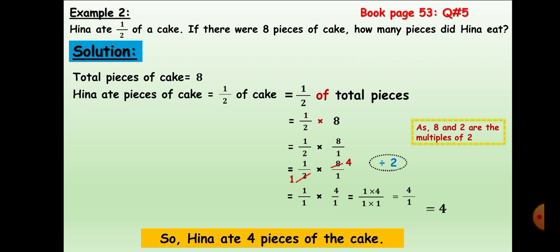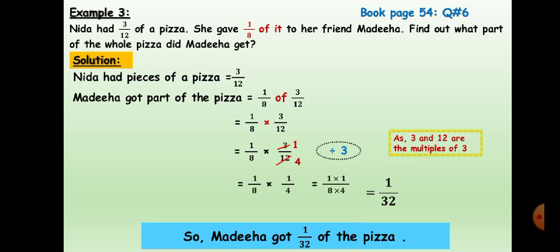Then what you have to do is 1 over 2 multiplied by 8. Of is going to change into a multiplication sign. Then 1 over 2 multiplied by 8 over 1. Here 2 and 8 are both divided by 2, so I get 1 over 1 multiplied by 4 over 1. Then multiply numerator with numerator, denominator with denominator, and you get 4 over 1, that means 4 whole. So Hina ate 4 pieces of a cake.